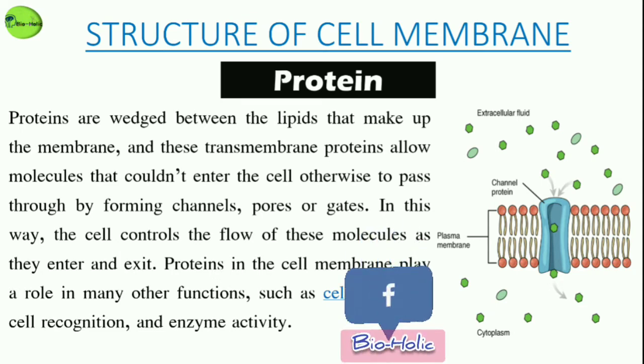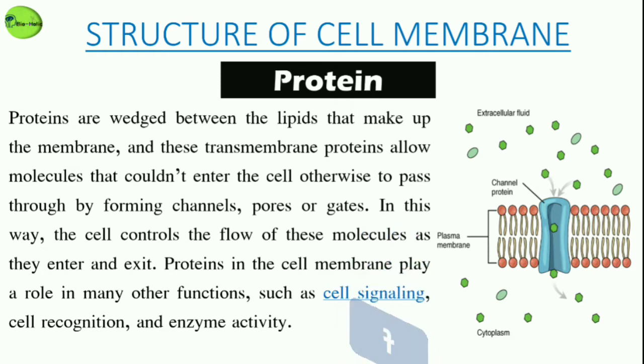Now we have learned about two types of protein. These proteins are wedged between the lipids that make up the membrane. These transmembrane proteins allow molecules that could not enter the cell otherwise to pass through, forming channels or pores or gates. In this way the cell controls the flow of these molecules as they enter or exit. The proteins in the cell membrane play a role in many functions like cell signaling, cell recognition, enzyme activity and a lot more things.